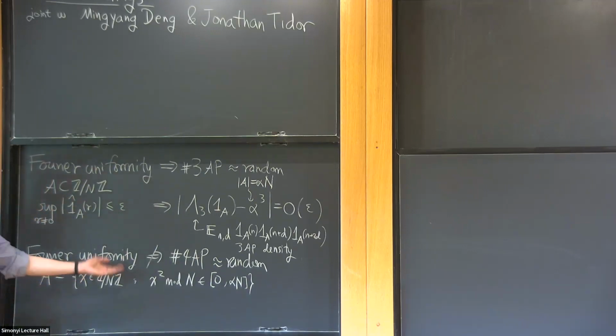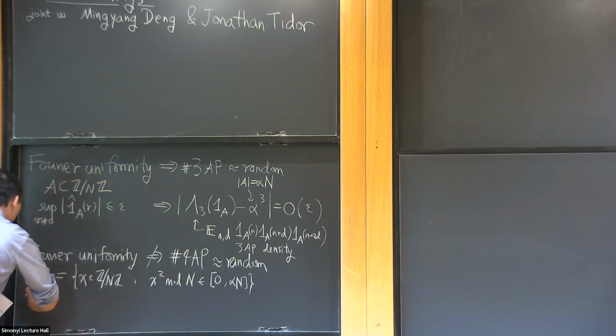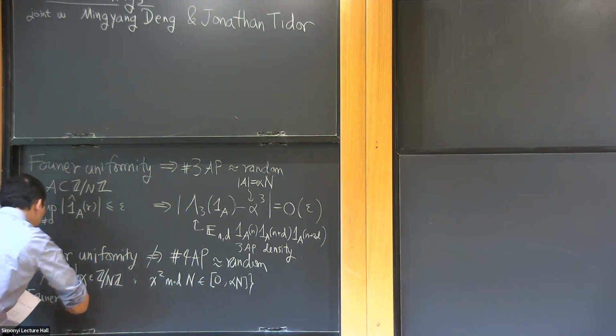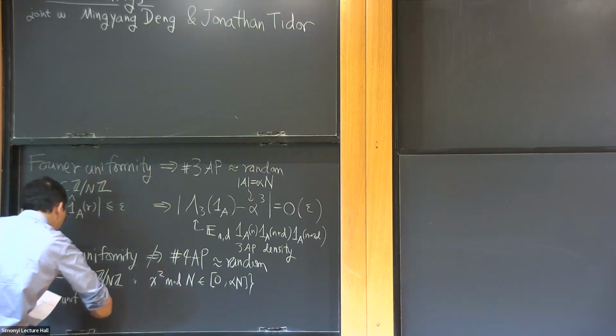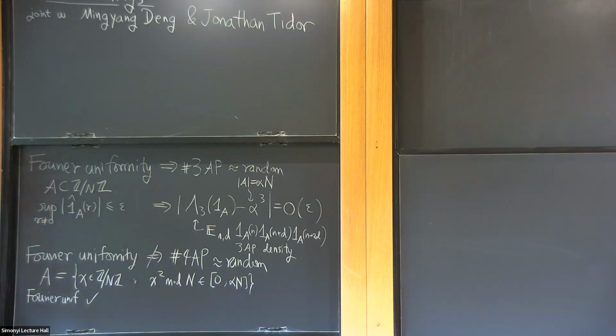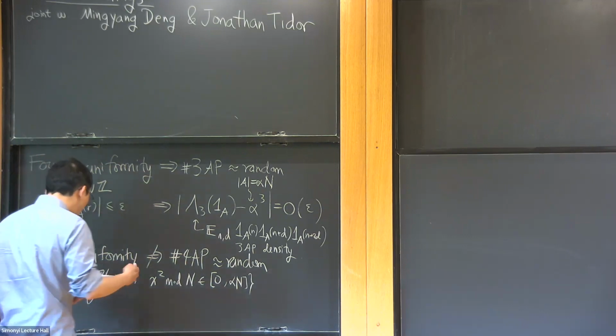So this is a set where one can do some basic calculations and essentially through Gauss sums find that it is Fourier uniform, in the sense that the Fourier coefficients are all small. So it's Fourier uniform, so the number of 3APs is close to random. But the number of 4APs actually is quite large.